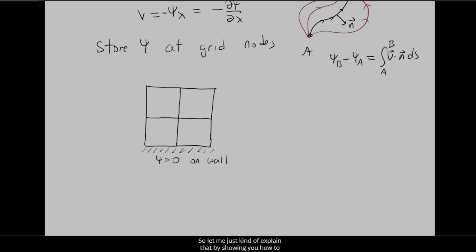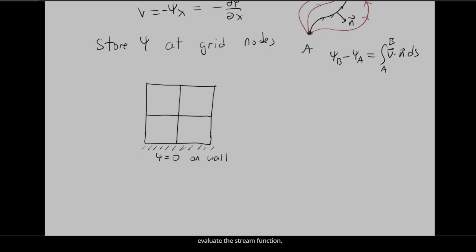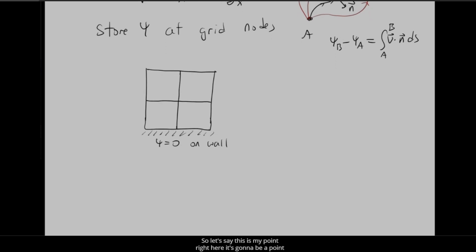So let me just kind of explain that by showing you how to evaluate the stream function. So let's say this is my point right here. It's going to be my point 1/2, 1/2. So psi_{1/2,1/2}. And this value right here is going to be my psi_{3/2,3/2}. Remember, I'm at grid nodes, and my whole indices refer to the cell intervals or the cell centers.